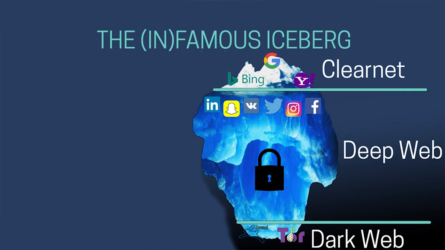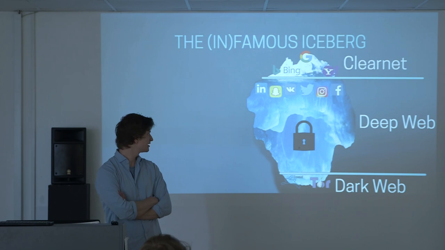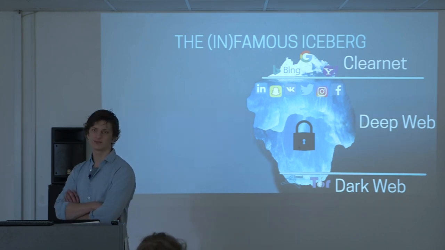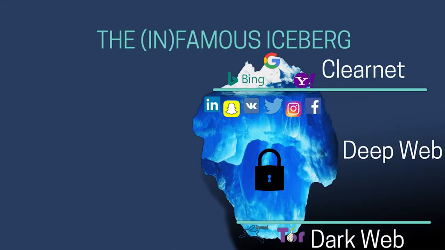So this must be a picture you recognize, the infamous iceberg. The clearnet is pretty easy to explain. It's actually anything a normal search engine like Google can search for and index. The deep web is everything that's not indexed by Google. So that includes social media, but also things that are behind a password, such as databases from websites, or even databases from government agencies, hospitals, pretty large, as you can see.